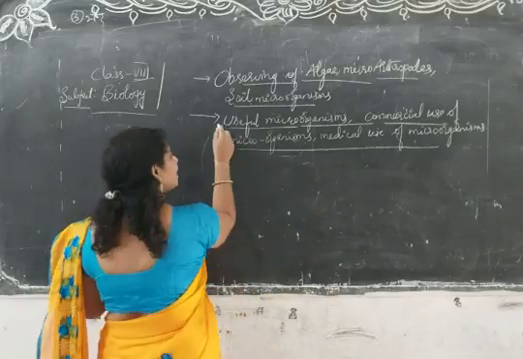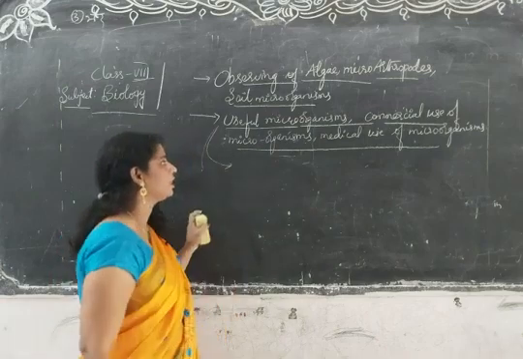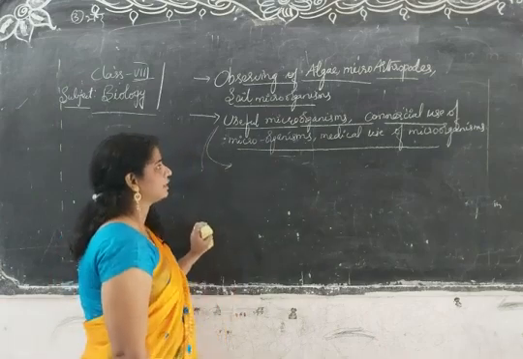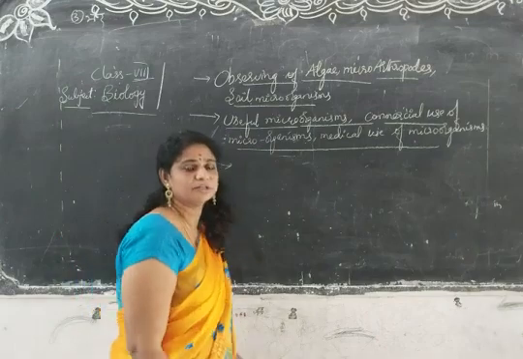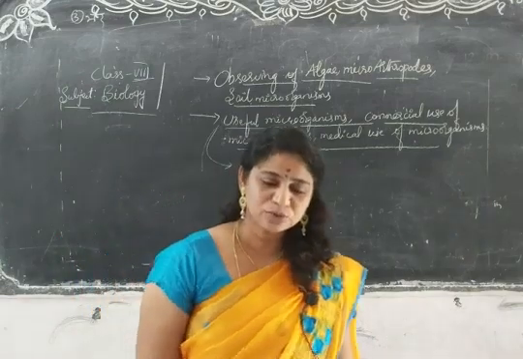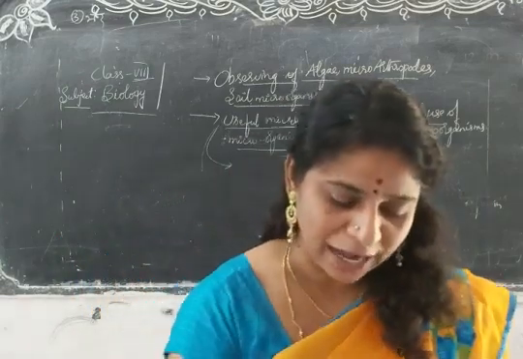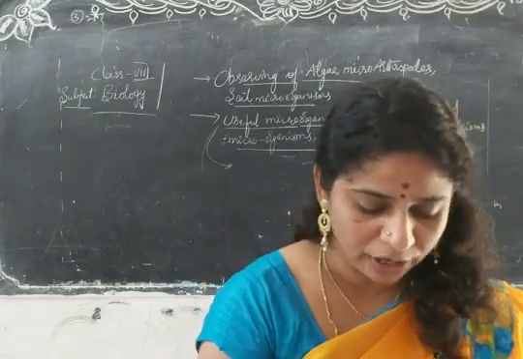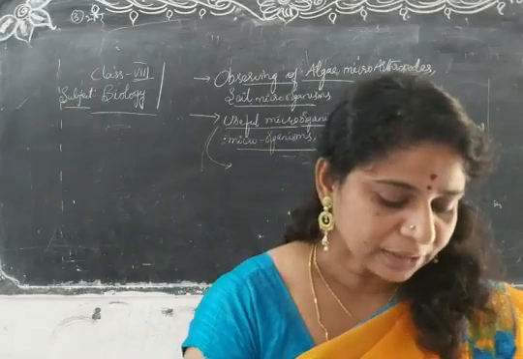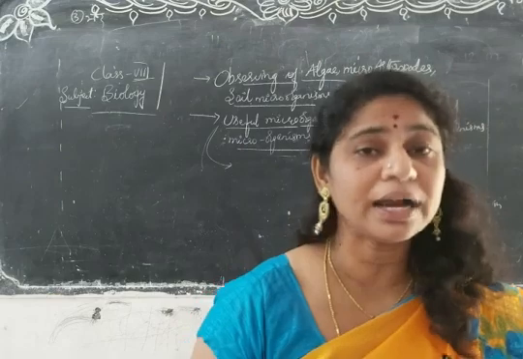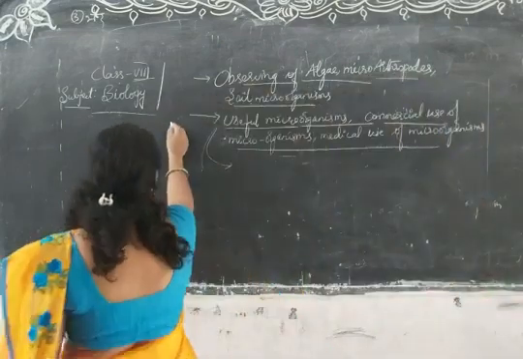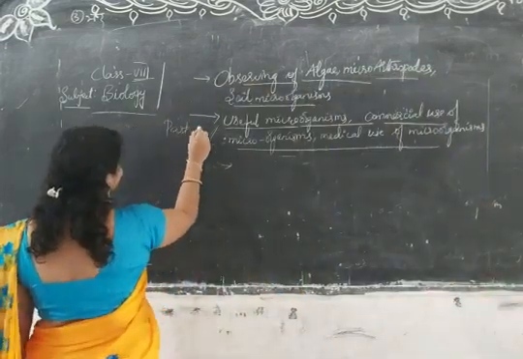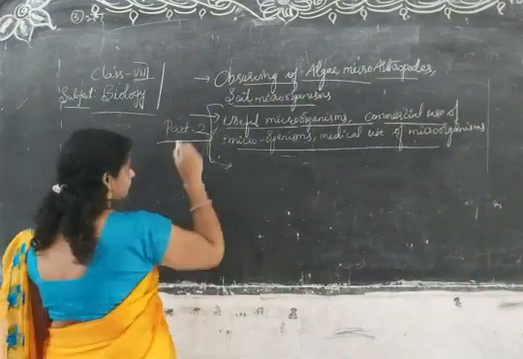Here we will go first into the useful microorganisms. What are the useful microorganisms? The organisms which are useful for us human beings are called useful microorganisms. This is the third chapter, the world of microorganisms part 2. Part 2 chapter is starting from here.